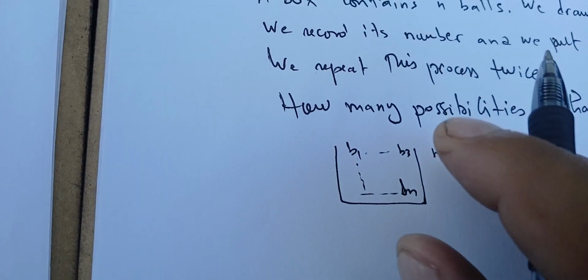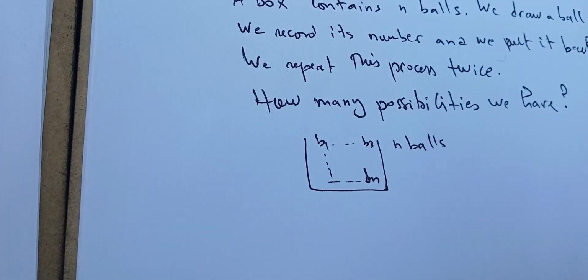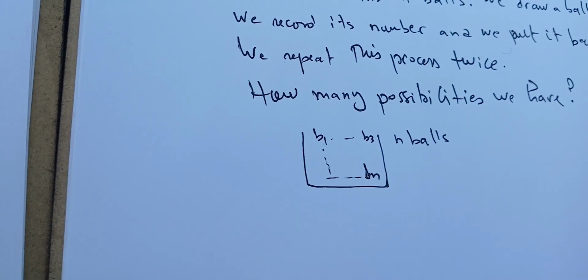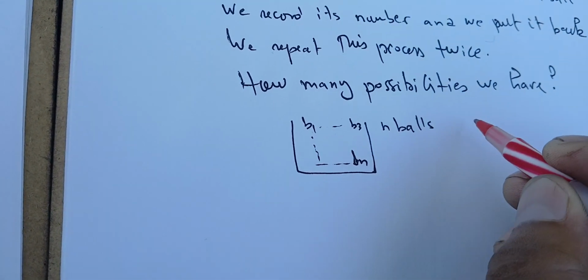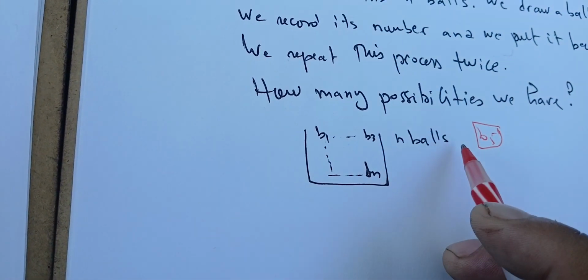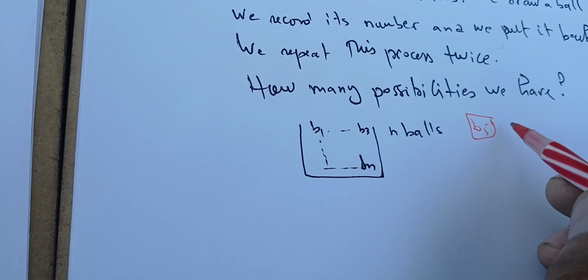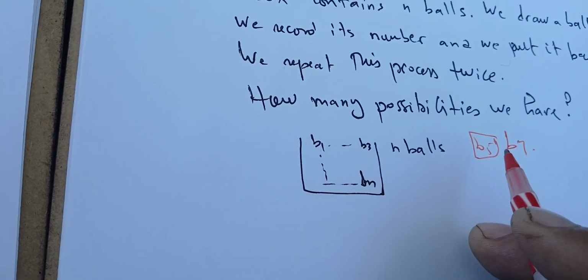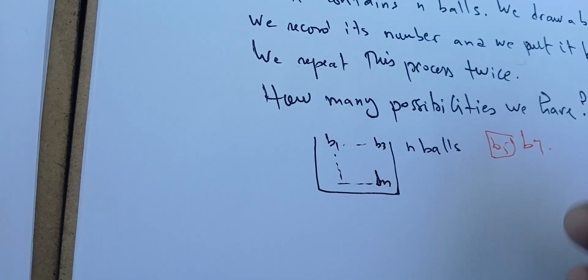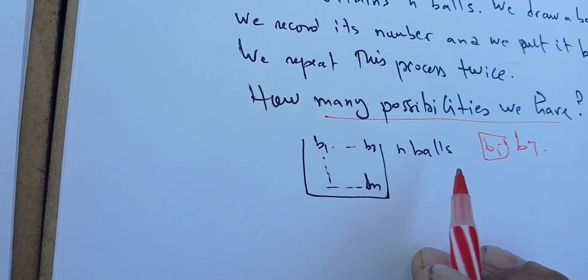Okay, that means if we start the process and we draw a ball, and let's say its number is 5, so it's going to be ball 5, we're going to put it back. Okay, and we draw again and we get maybe some ball 7. So we do this process twice. So how many possibilities do we have?